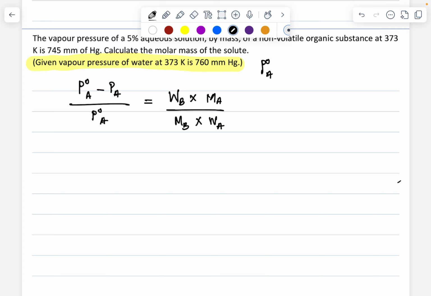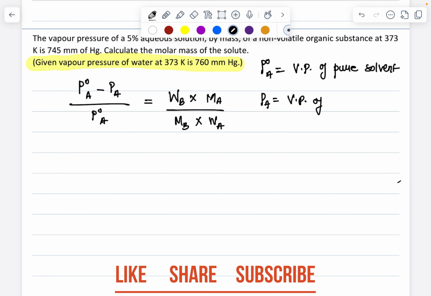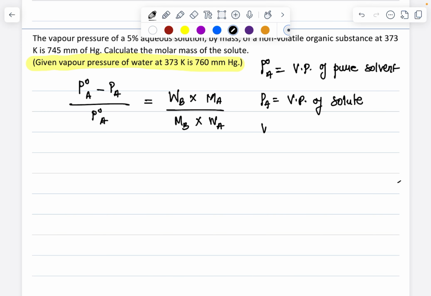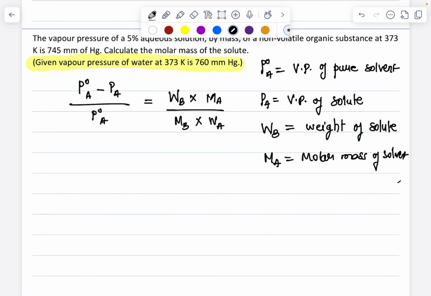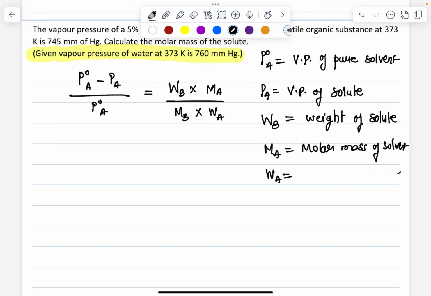What is P naught A? I'll just write in short form, vapor pressure of pure solvent alone, right? PA is what? This is after adding the non-volatile solute. This is the partial vapor pressure, or the vapor pressure of the solution. Vapor pressure of solution means when you add solute to this. What is WB? Weight of solute. What is MA? Molar mass of solvent. And WA, weight of solvent.